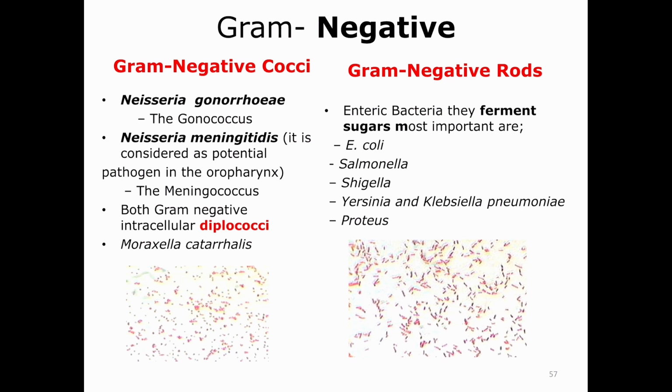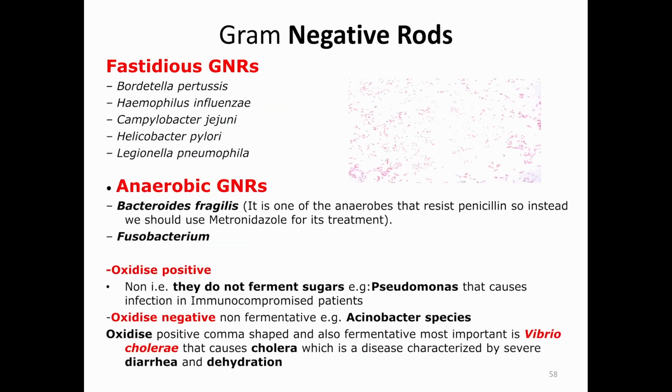They are all gram-negative cocci. Both of them are gram-negative intracellular diplococci, and we have another example, Moraxella catarrhalis. When we look at the gram-negative rods, we have enteric bacteria which ferment sugars. The most important ones we have are E. coli, Salmonella, Shigella, Yersinia, and Klebsiella pneumoniae, including Proteus. And these are the images that we find.